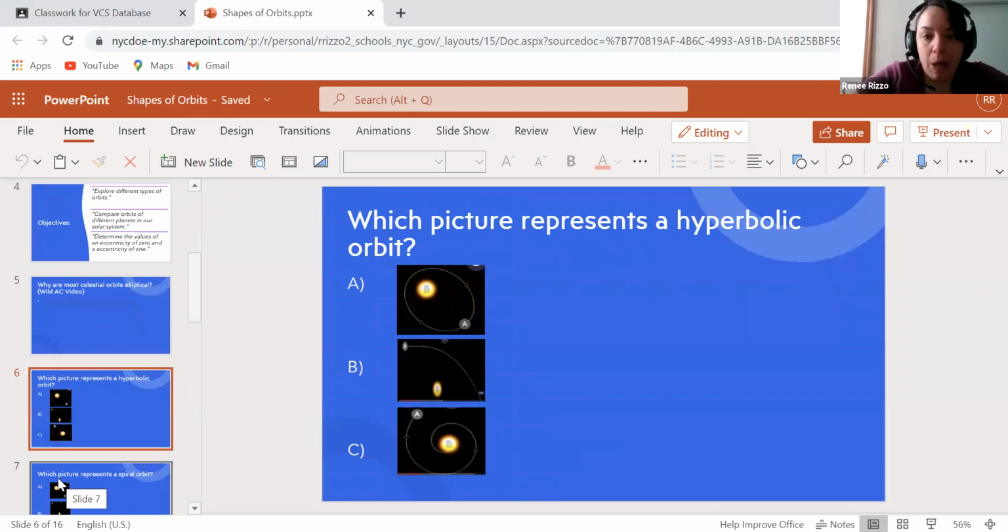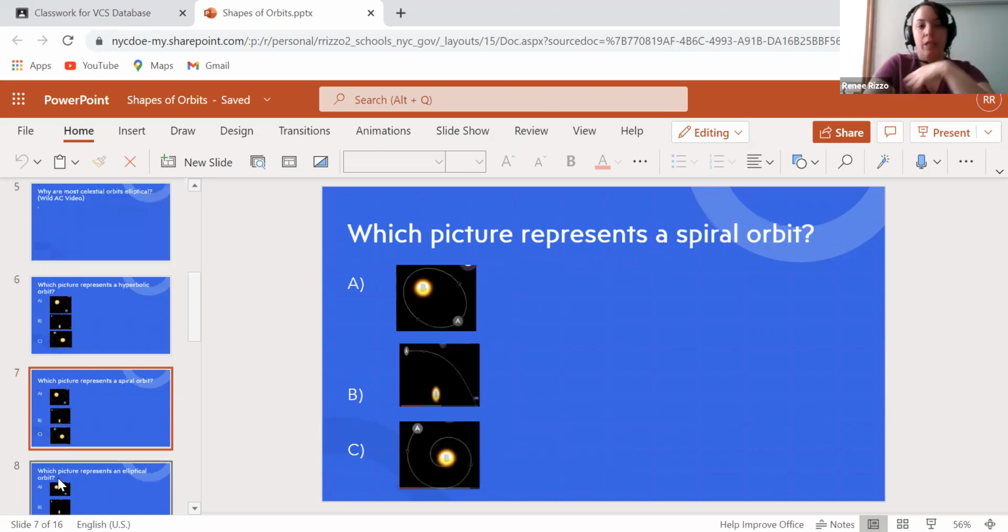Which picture represents a hyperbolic orbit? So, what I did was I took screenshots from the video because oftentimes students in alternate assessment settings require visuals to be able to interact with the material. And since these visuals were included and described in the video, I thought this was a good place to start. So, the correct answer for this question is that B represents a hyperbolic orbit.